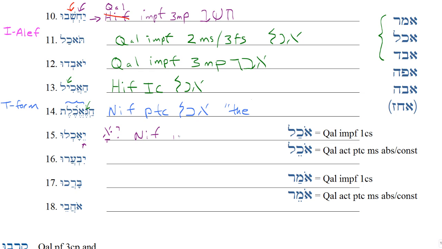and that is an imperfect. The yod tells us it's third masculine, and then we have a shureq ending. That imperfect ending tells us third masculine plural, and again achal. So we have they were eaten, probably referring to sacrifices that were eaten. So that takes care of our I-Alef verbs for this set of exercises.